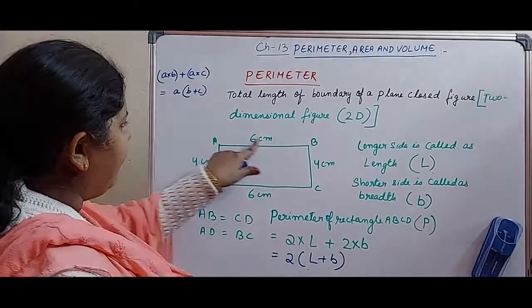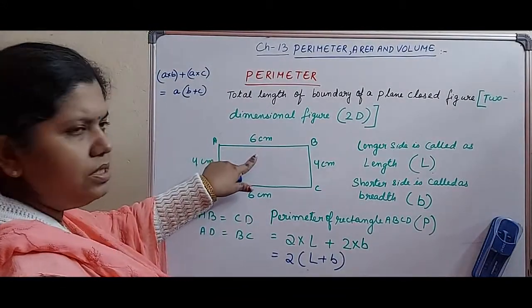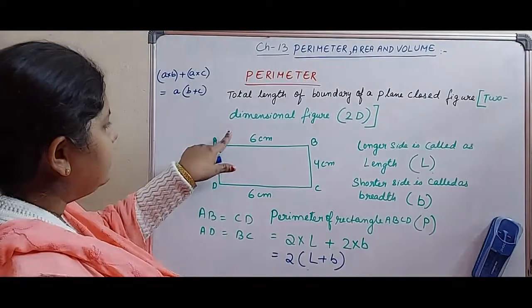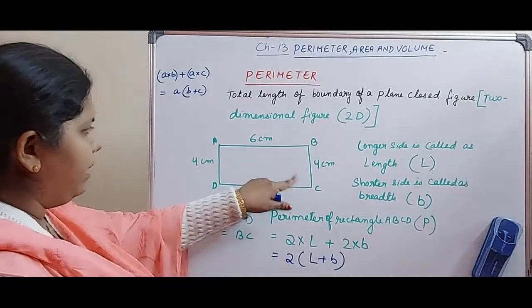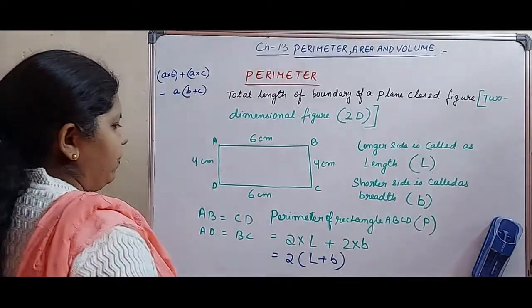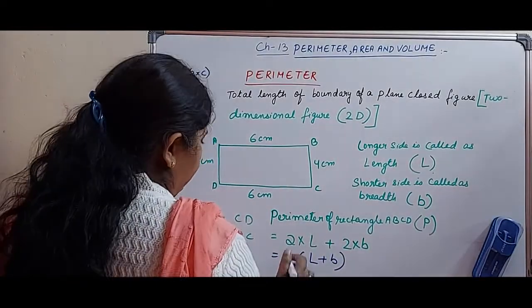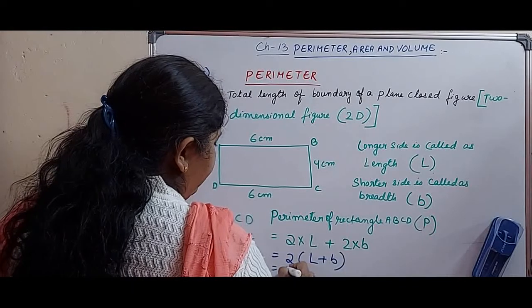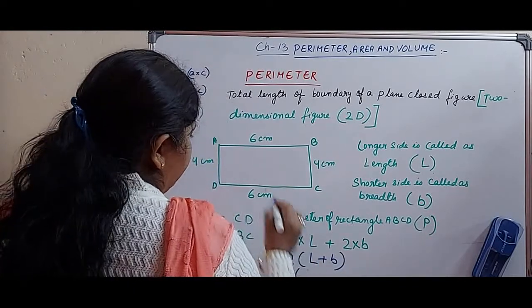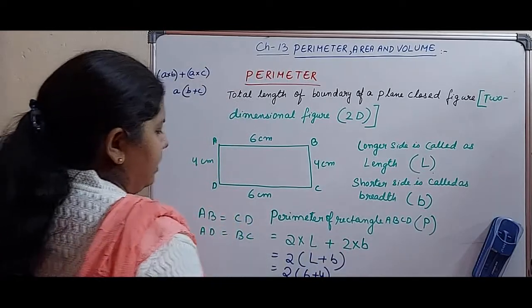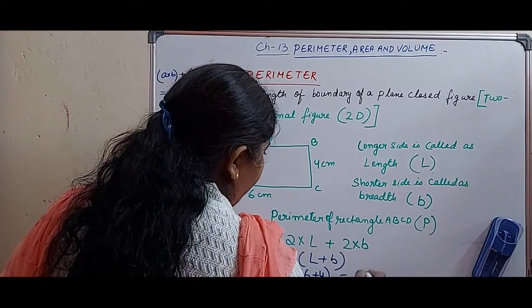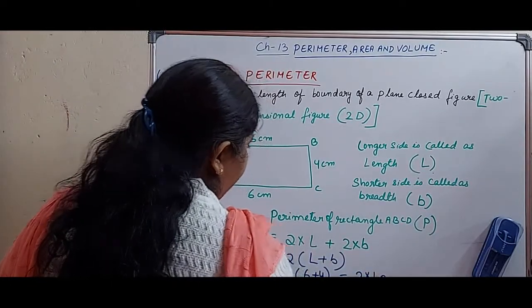Now we have this rectangle whose dimensions are already given to you, 6 by 4. That means 6 is your length and 4 is your breadth. So we will apply the formula here. What will we get? 2 into (6 plus 4), that is equal to 2 into 10.